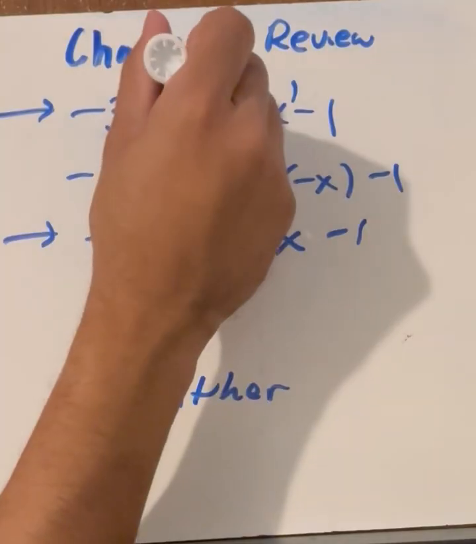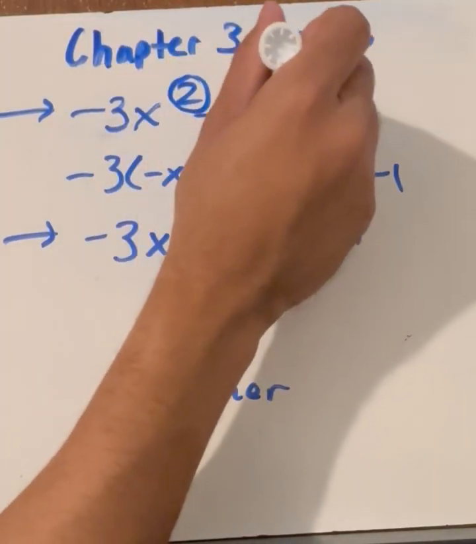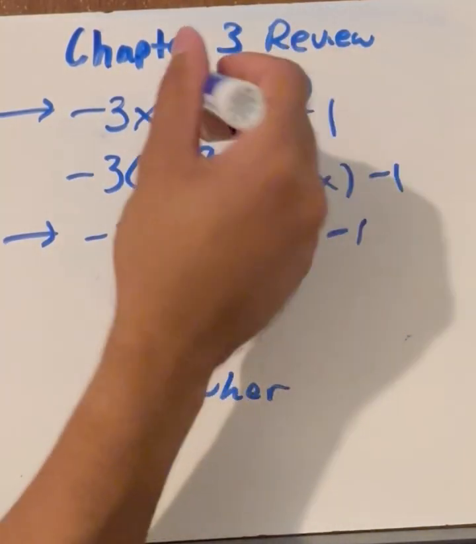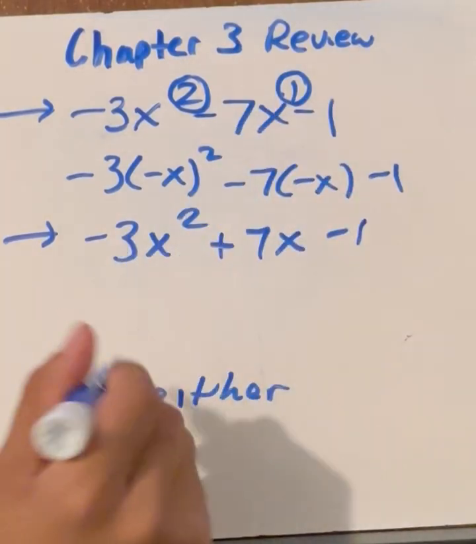So again, just look at the exponents attached to the variables, the x's, and notice that some are even and some are odd, so it's neither.